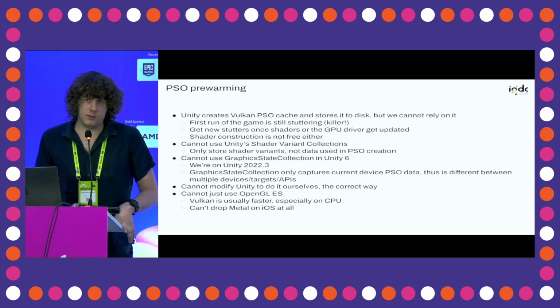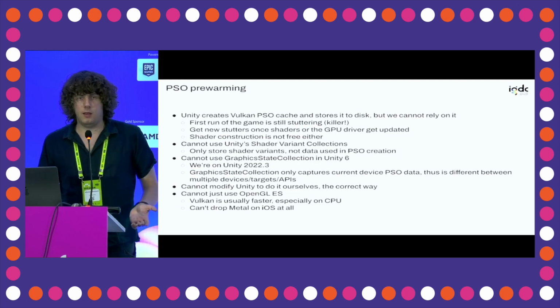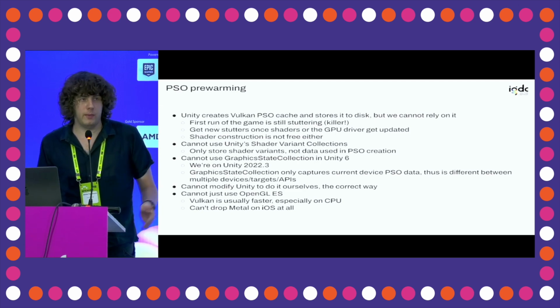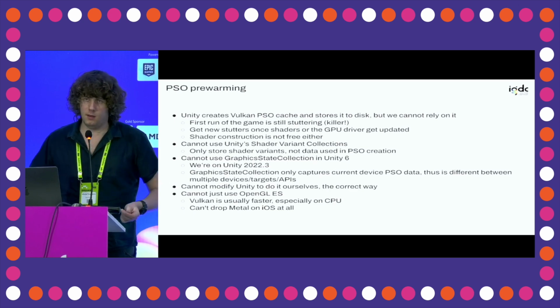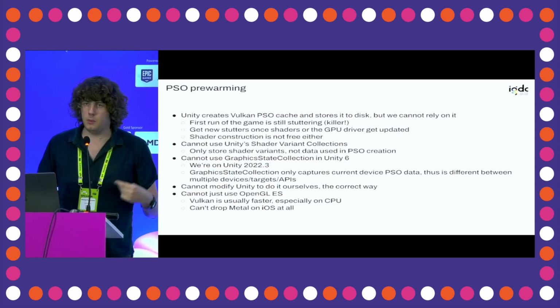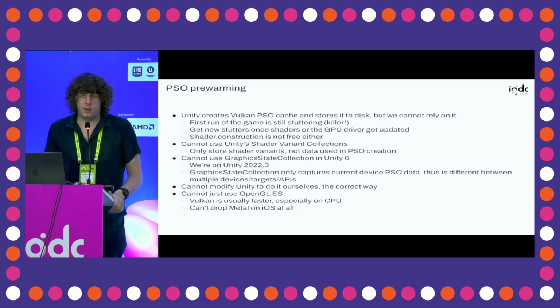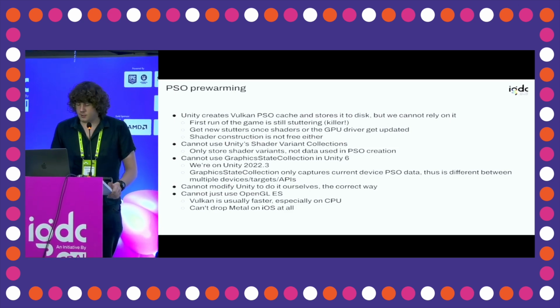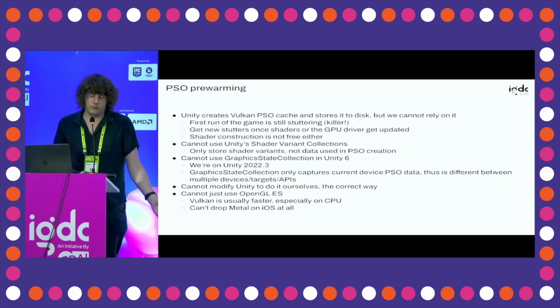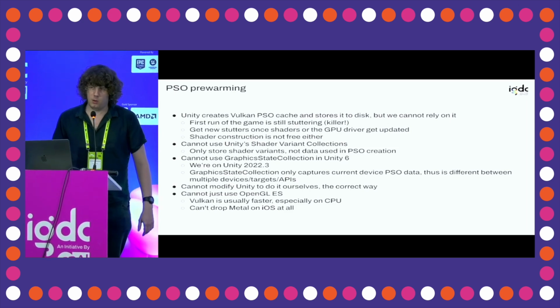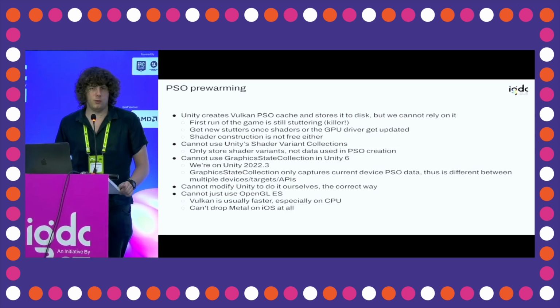And it's actually pretty subpar so far, because it only captures the PSO states for the currently active API on the current device. So you may capture it on one device, but it becomes invalid on another device to pre-warm. You will still get stutters. And we can't modify Unity, we don't have source code access. And we can't really drop Vulkan and Metal at all. We really need to support them.